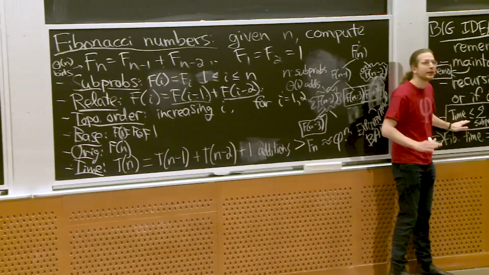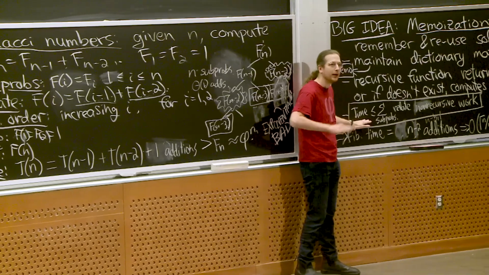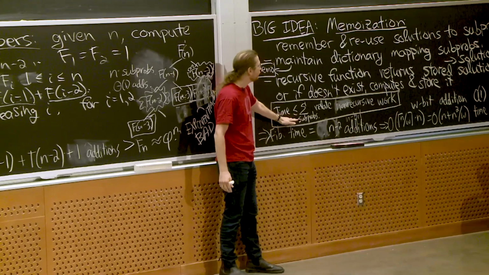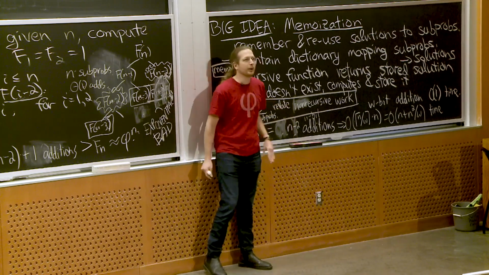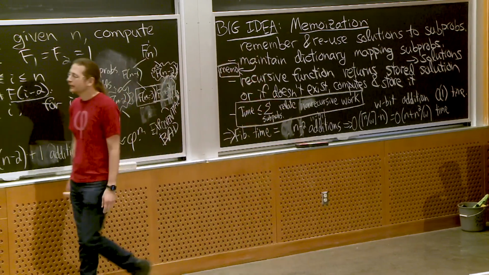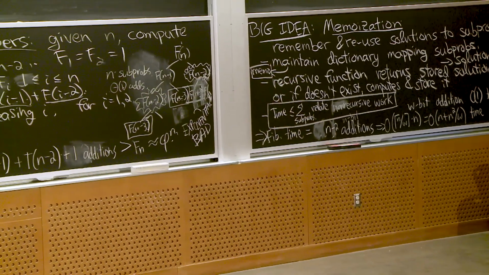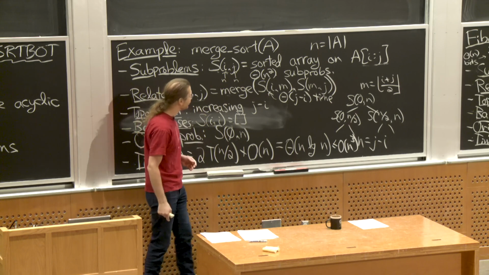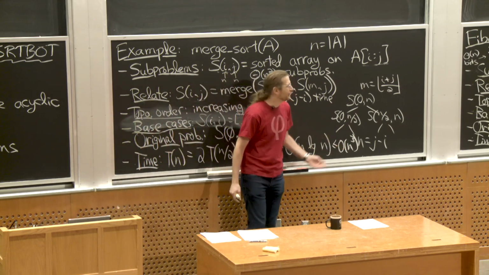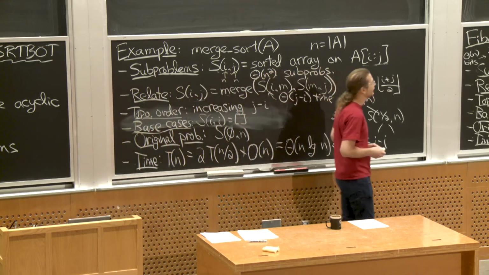And especially if you just want to get a polynomial upper bound, and then you can try to optimize it later. This will give you a polynomial upper bound as long as the number of subproblems is polynomial and the time per subproblem is polynomial. And indeed, n cubed is polynomial. It's not a great polynomial, but this is an alternate way to analyze merge sort. Obviously, don't do this for merge sort, but it illustrates the technique.